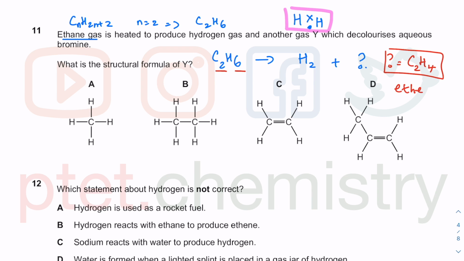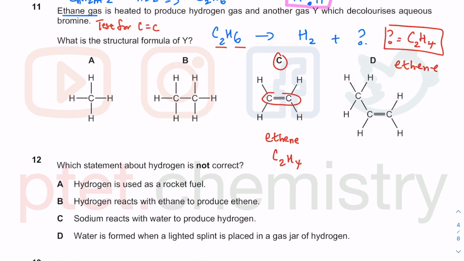This is an alkene. Carbon-carbon double bond, because carbon forms 1, 2, 3, and 4 covalent bonds. This carbon also has 1, 2, 3, and 4 covalent bonds. This is a 2-carbon alkene, C2H4. To balance the equation, as stated in the question, it also decolorizes bromine. That is the test for the carbon-carbon double bond in an alkene.